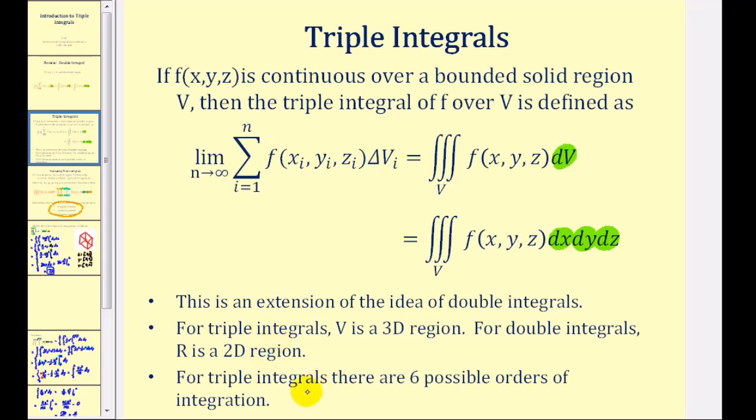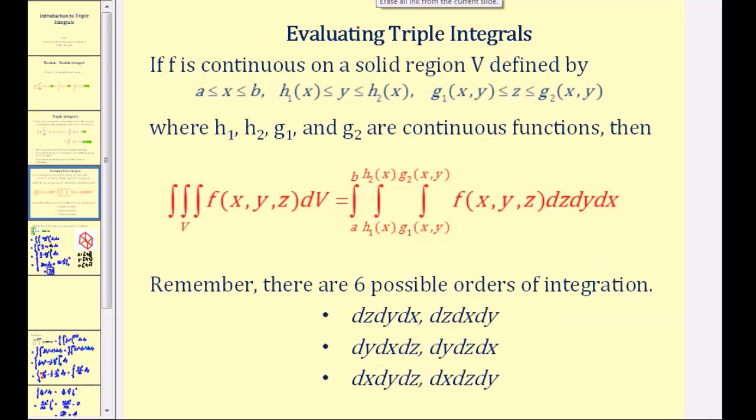And because triple integrals have three differentials, there are 6 possible orders of integration. In the next several videos, we'll be taking a look at how you can use triple integrals to determine volume of solids, as well as other applications. But in this video, we're going to focus on practicing evaluating triple integrals. And there's a couple things to mention before we do that.